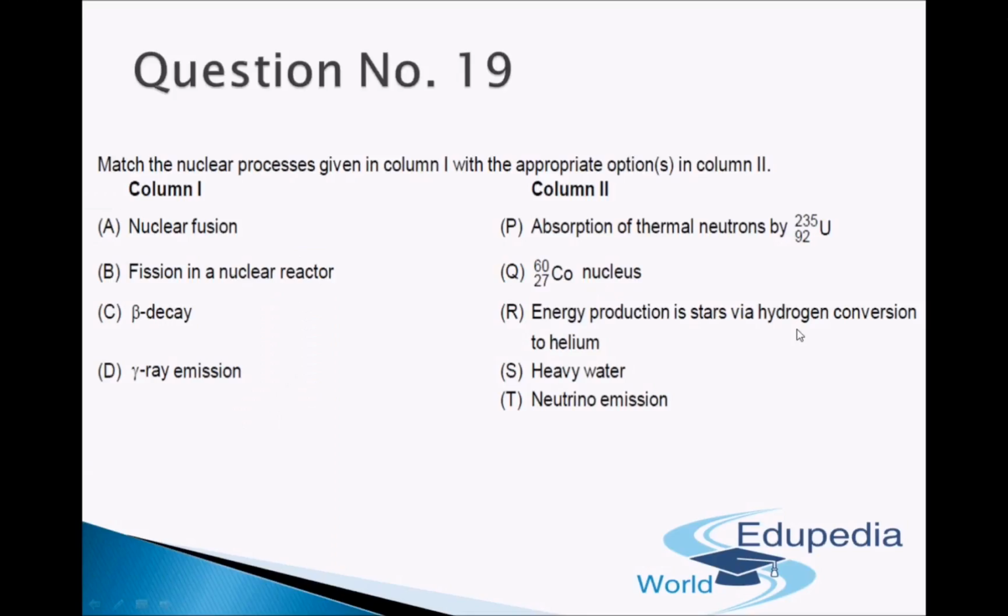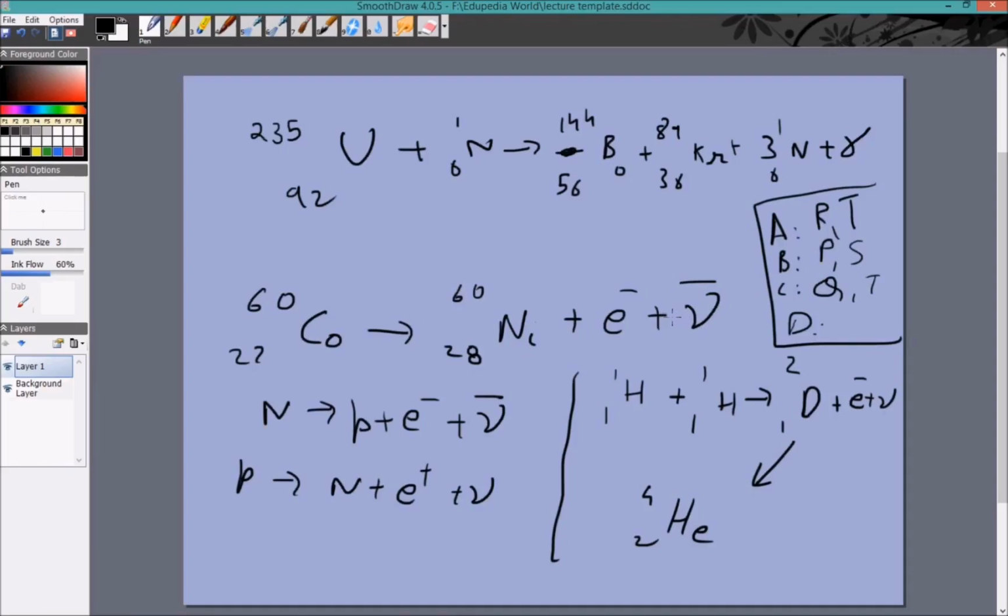For option D, we want gamma ray emission. So we just again look at the reactions, and gamma rays are emitted in nuclear fission, that is 235 uranium nucleus being bombarded. Also it occurs in cobalt 60, and also it occurs in energy production in hydrogen converting to helium. So the answer to this question would be P, Q and R.